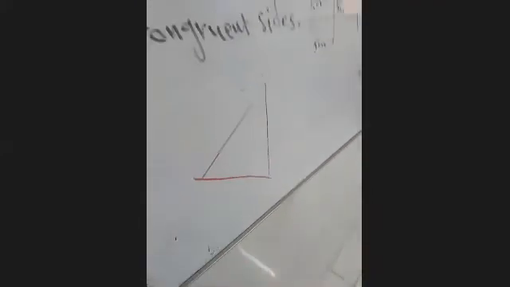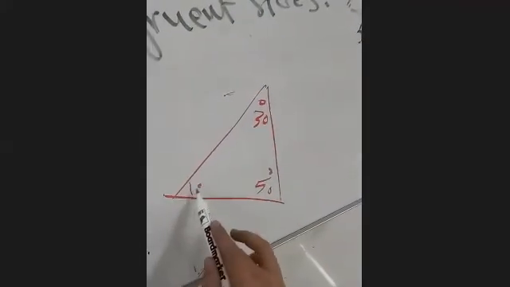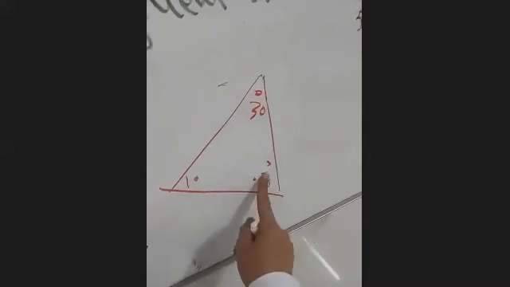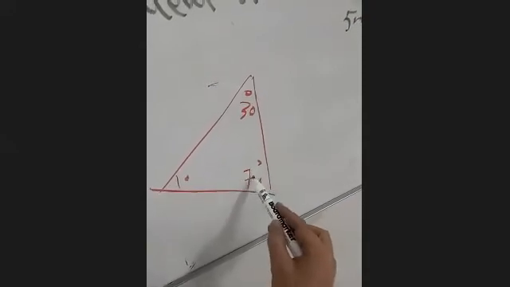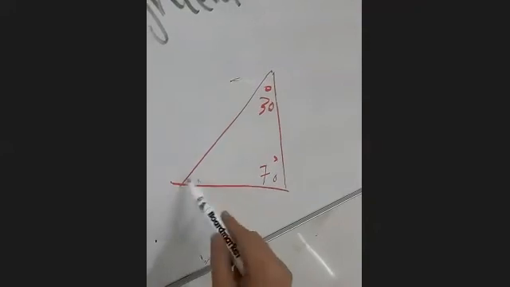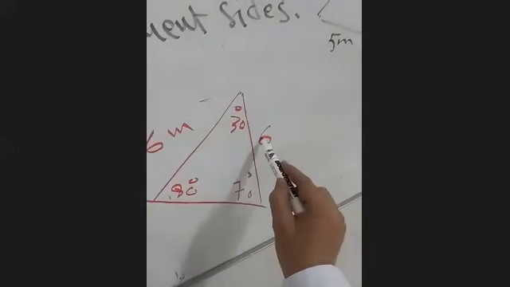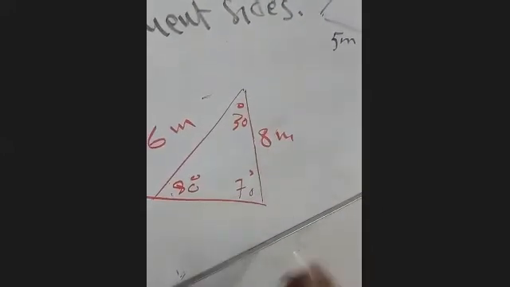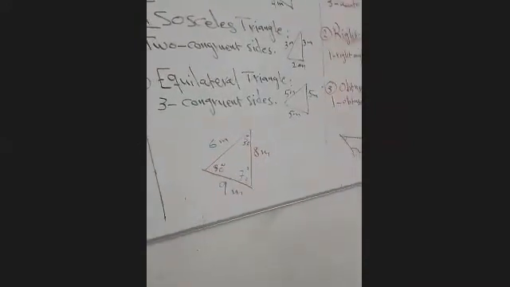Okay? For example, look here and focus with me. This triangle here has angles 30 degrees, 50 degrees, 70 degrees, and here 80 degrees. The sides are 6 meters, 8 meters, and 9 meters. Here I have angles and I have side lengths. I can tell two names for this triangle.